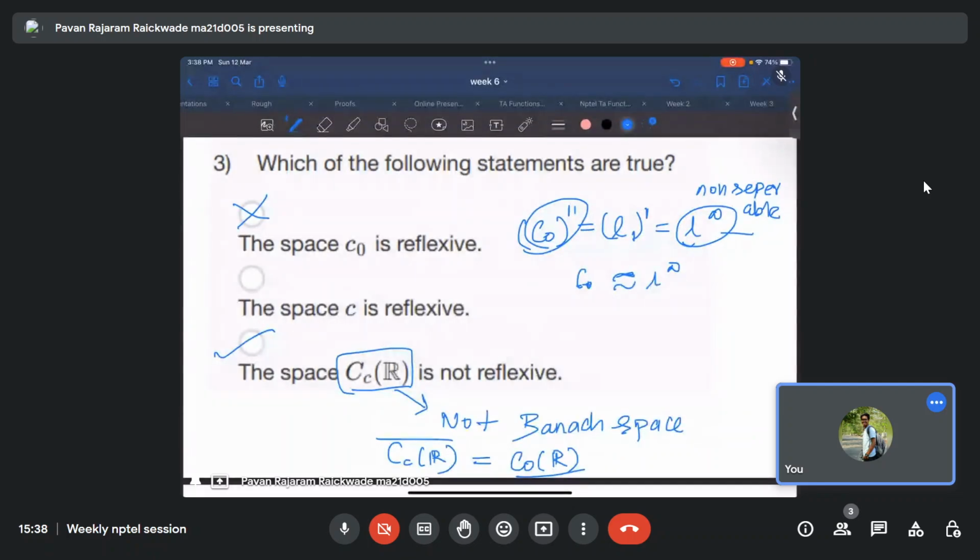Okay, so the theorem here you can check is: a closed subspace of a reflexive space is reflexive. Hence C naught is a closed subspace of C, which implies C is non-reflexive.